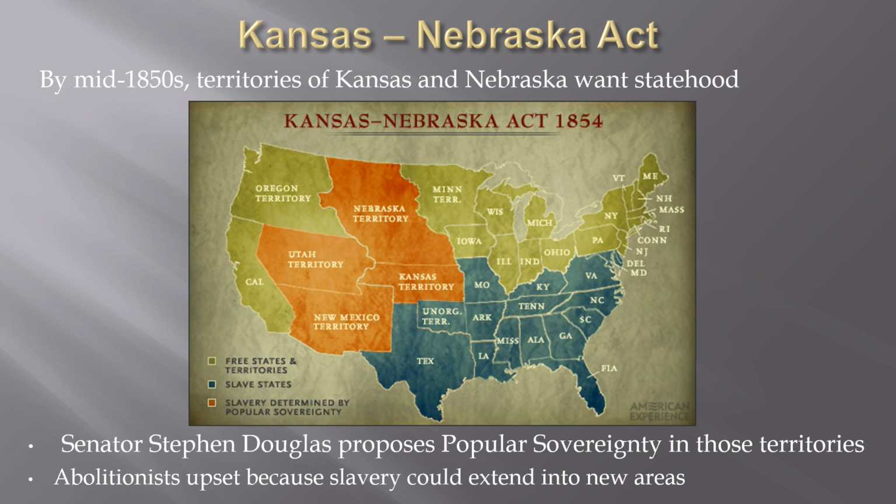So the next big problem that's going to pop up after the Fugitive Slave Act is going to be the issue of statehood for Kansas and Nebraska. By the mid-1850s, Kansas and Nebraska want statehood. These are the last big chunks of territory from the Louisiana Purchase, right here.